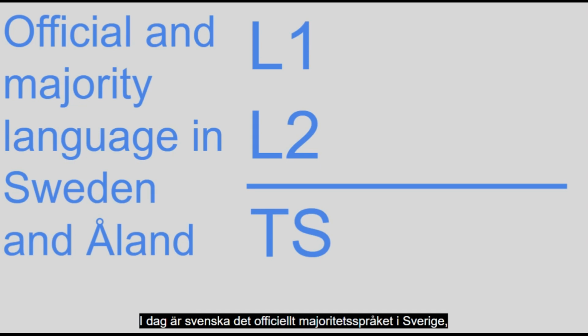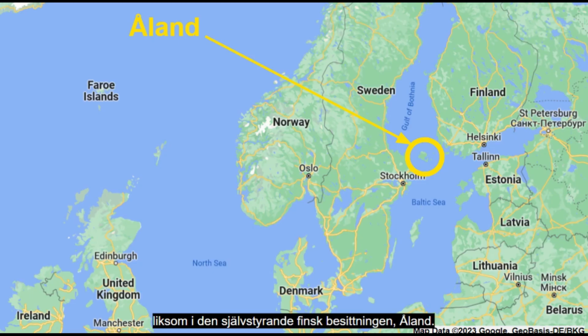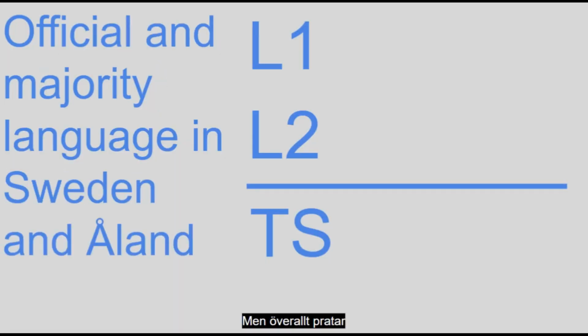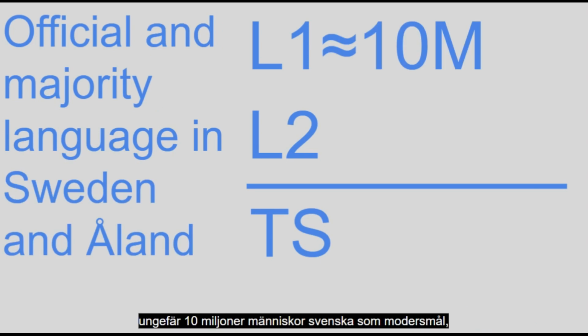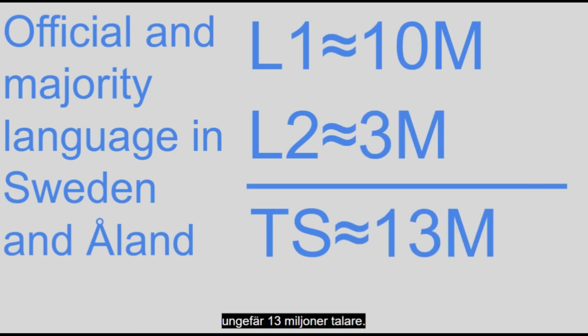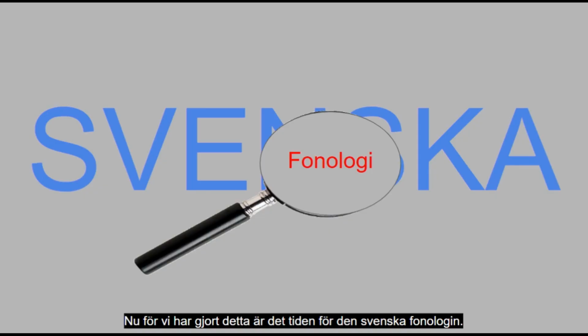Today, Swedish is the official and majority language of Sweden, as well as the autonomous Finnish territory of Åland. It's also official in Finland, even though only just under 300,000 people there speak it. Overall though, about 10 million people speak Swedish natively, and about 3 million speak it as an L2, totaling approximately 13 million speakers. Now that we're past that, it's time for Swedish phonology.